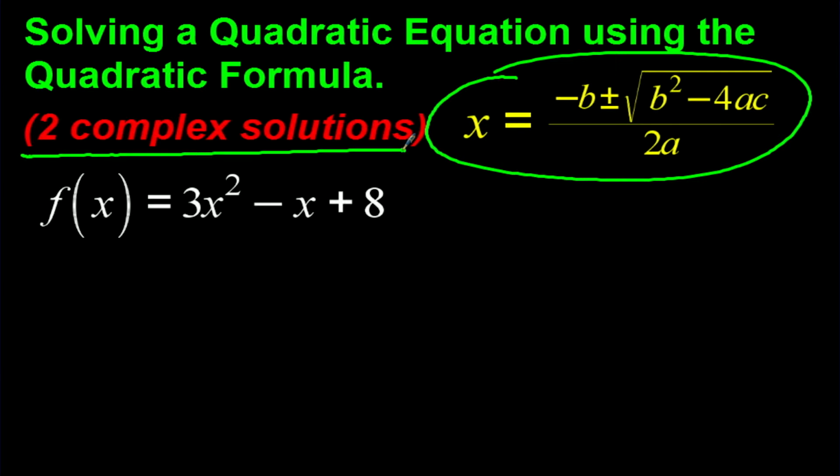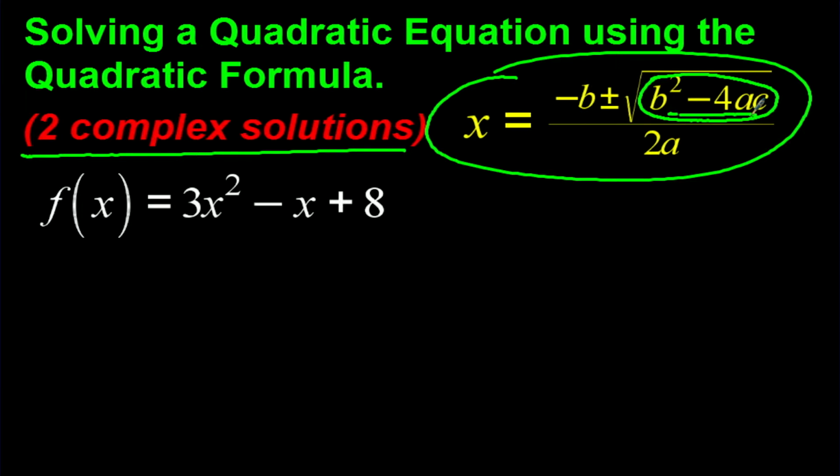The way I was able to determine that is by substituting into this portion of the quadratic formula. That portion is called the discriminant. And if I substitute in the values a, b, and c, I will find out that that is a negative value, and that tells me that I have two complex solutions.